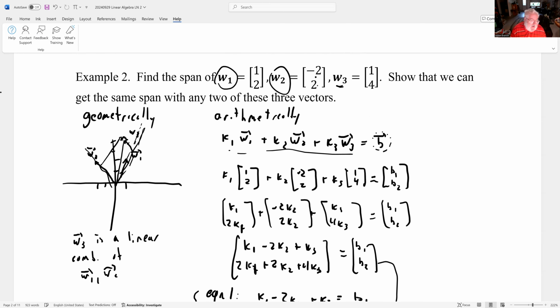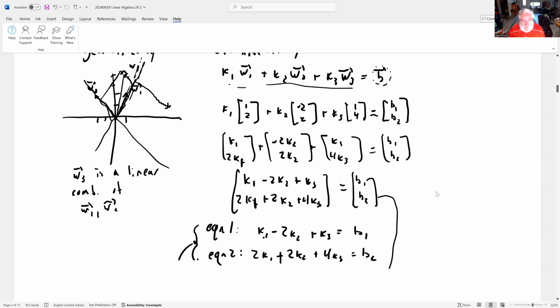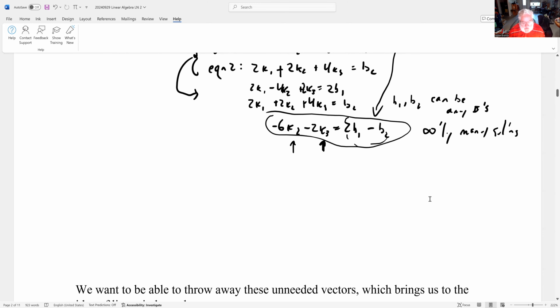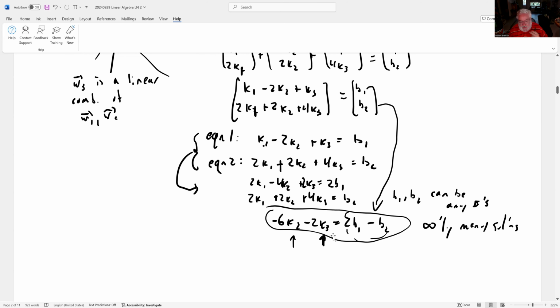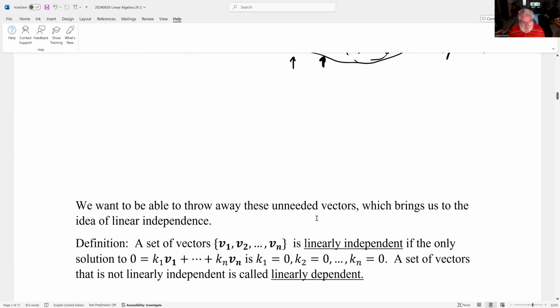W2 and W1 pick out two directions in the plane. And so if I wanted to get to any point in the plane, I can go a certain distance along W1 and then a certain distance parallel to W2, and I'll end up at that point in the plane. So any two of these three vectors can actually give us the same span. And the source of these infinities is, in a sense, because we have too many vectors.